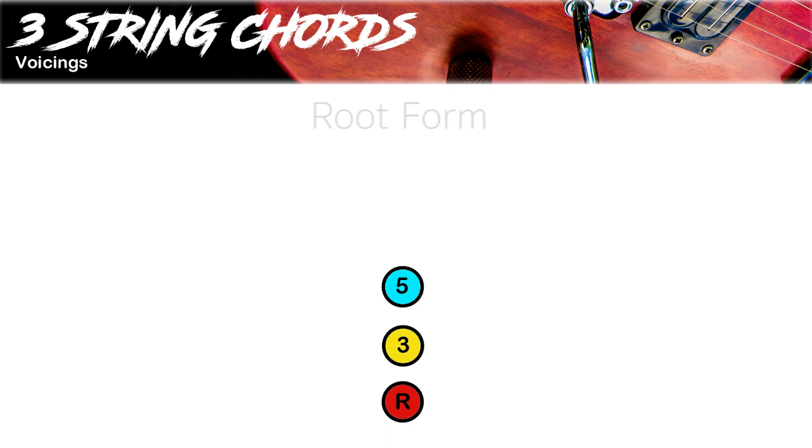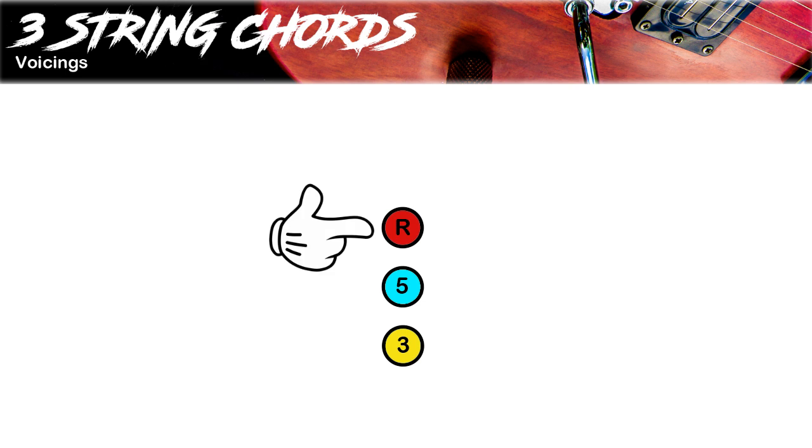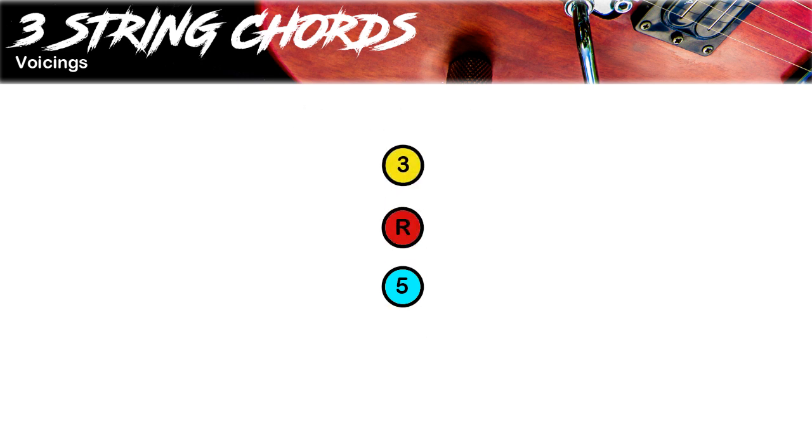We can now invert the sequence twice. Moving the root note to the end of the sequence changes the order of the 3 chord tones, and now has the third as the lowest pitched note and the root as the highest. This is called the first inversion. By moving the third to the end of the sequence, the order of pitch now has the 5th as the lowest note and the third as the highest. This is called the second inversion.